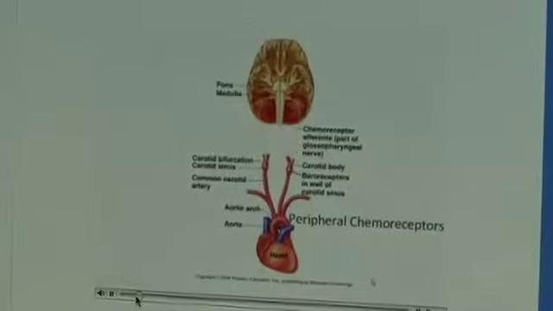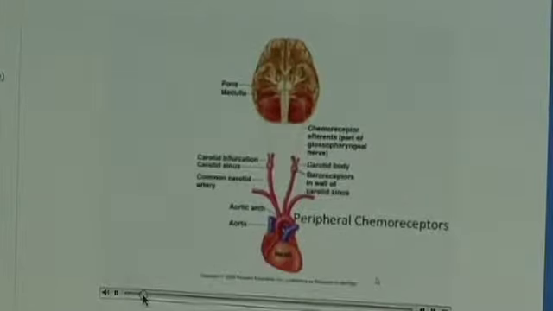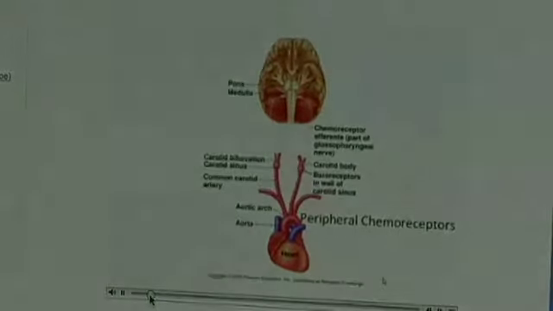They're called chemoreceptors because they are responsive to changes in chemicals. The three chemicals they're responsive to are oxygen, carbon dioxide, and hydrogen.